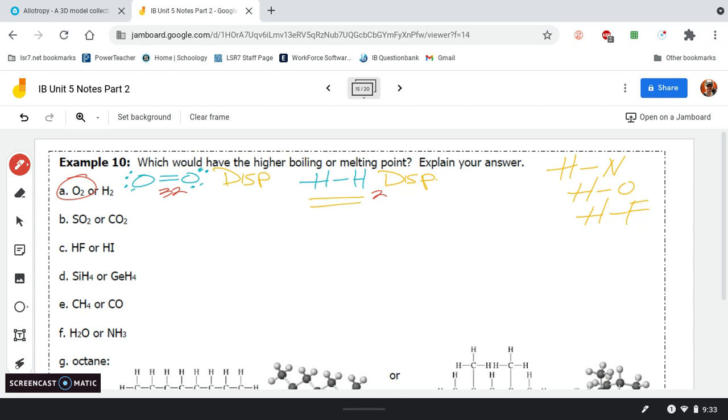Okay, SO2 or CO2. So you kind of need to draw these out because you need to figure out, are they polar or not? If you're just guessing, well, I guess you're just guessing, not the best plan. So here's SO2.